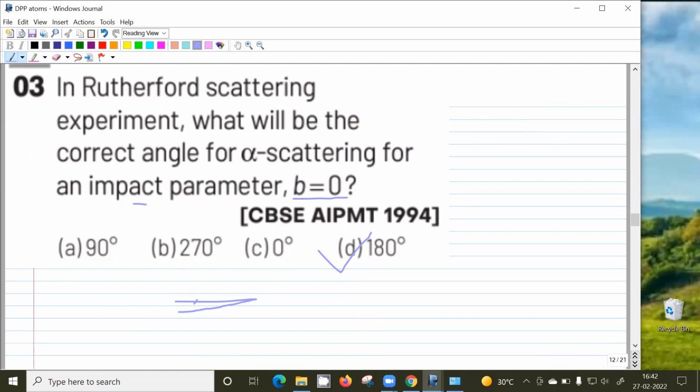So impact parameter 0 means it's a head-on collision. In that case, it will fully turn back, so it is 180 degrees. It's 180 degrees only for this particular value of b. Other cases will get deflected.